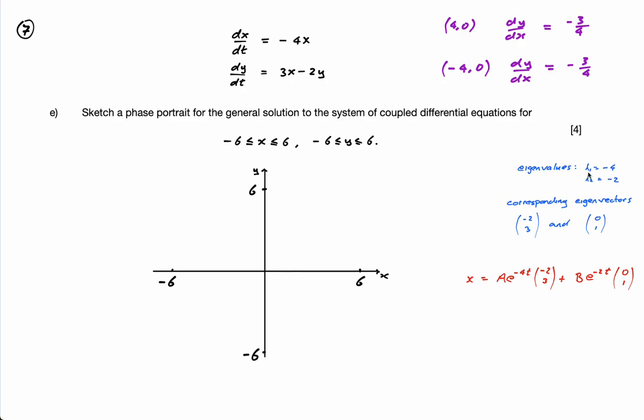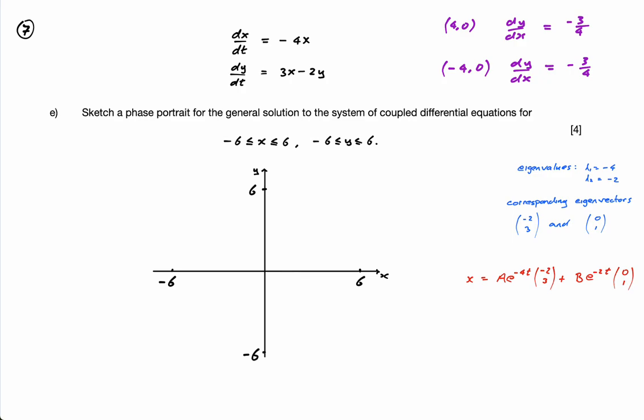And when we have two negative eigenvalues, and we have our solution. So these are our eigenvalues, these are our eigenvectors, this is the solution that we got, and these are the derivatives that we got from part D. There's a particular way to sketch the phase portrait. So the first thing we need to do is draw in these eigenvectors.